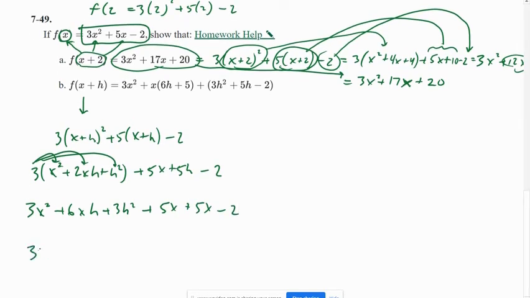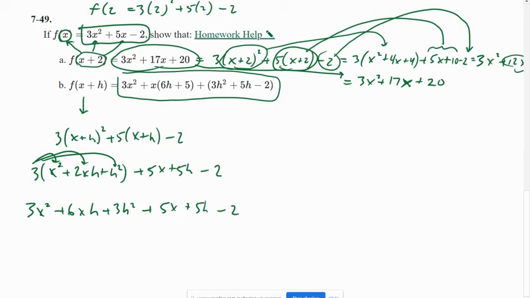Combining like terms, we have 3x squared plus 6xh plus 3h squared plus, let's see, this was an h, wasn't it? So I don't see anything that we can combine. So that was just the same thing I had just written. There are no like terms there that we can combine, but we're trying to show that it's equal to this.